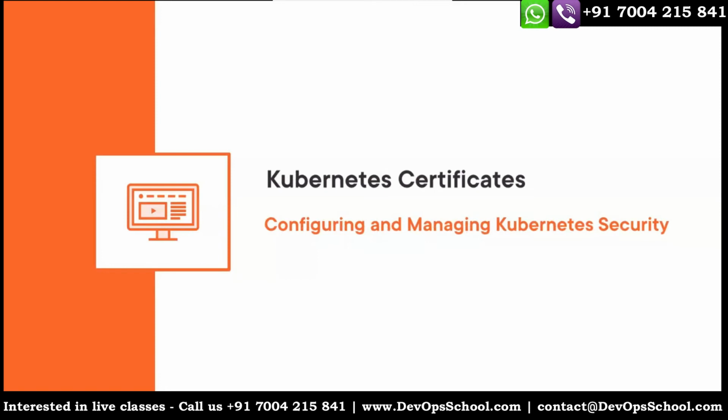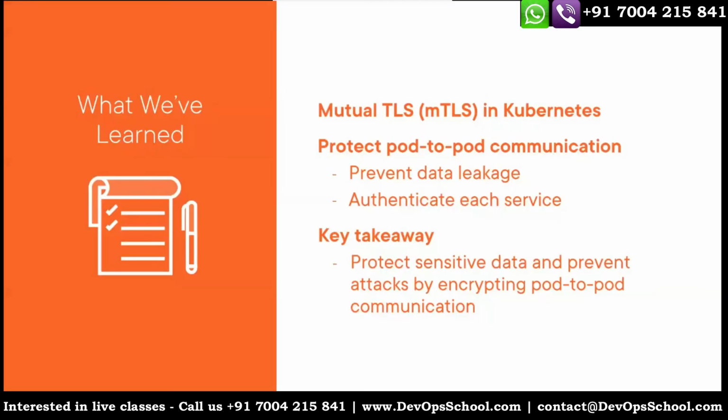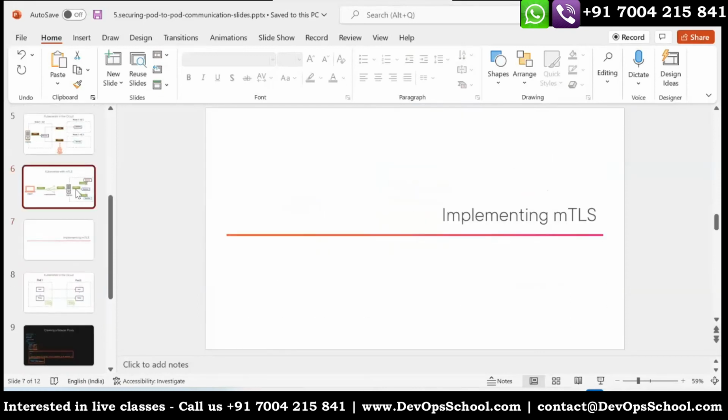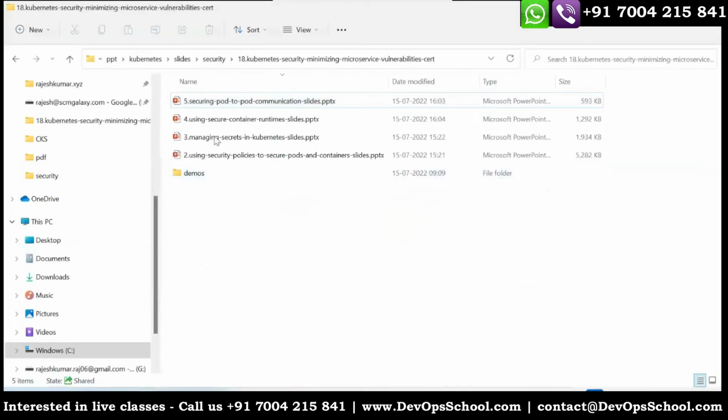Now, one more way you can do that is Istio. You can implement Istio for mTLS and get it done. So this is the way you can configure secure pod to pod connections also.